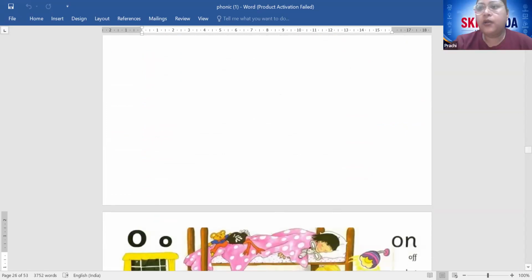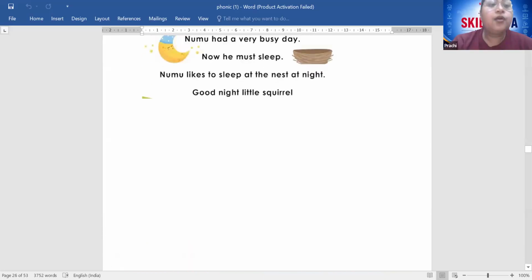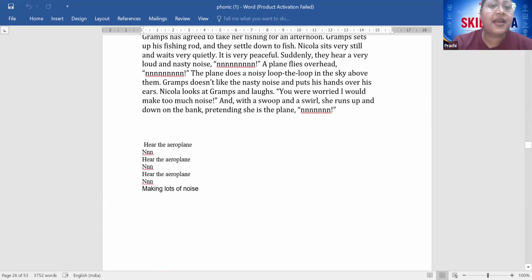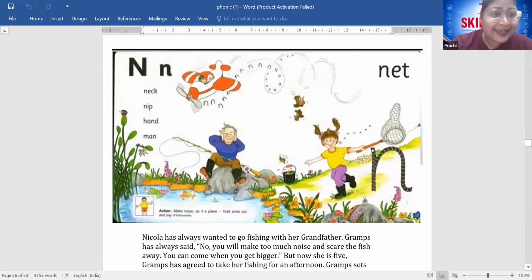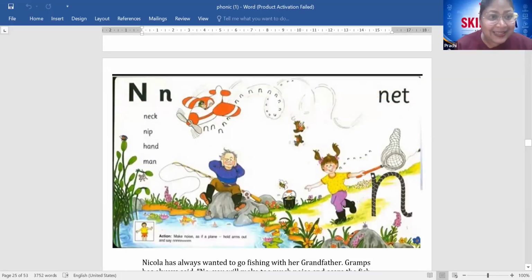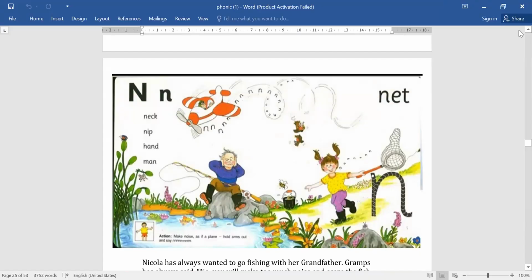Now let's come upon the letter N. Capital N, small n. And the sound of letter N is mm. The sound comes from your nose. And the action is to open your arms wide and move them like a jet is moving. You can play the game also.